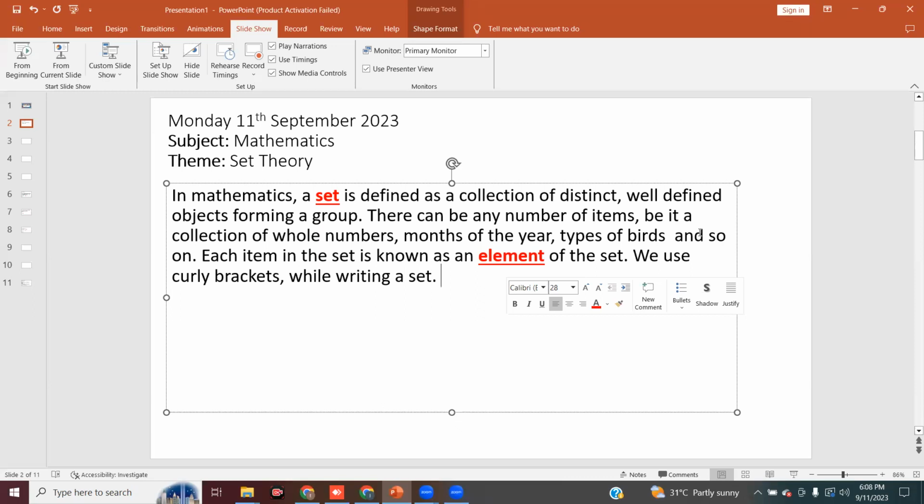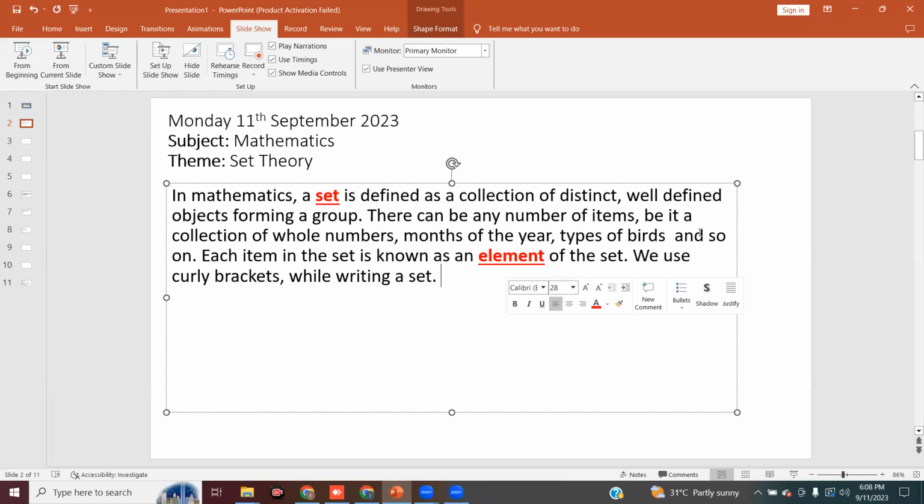Must a set only have numbers? No, sir. That's correct. A set doesn't only have numbers. It could have names of persons. It could have colors, the different kinds of colors. It could have months of the year. It could have types of books. It could have types of cars. It could have anything you want to put inside a set.